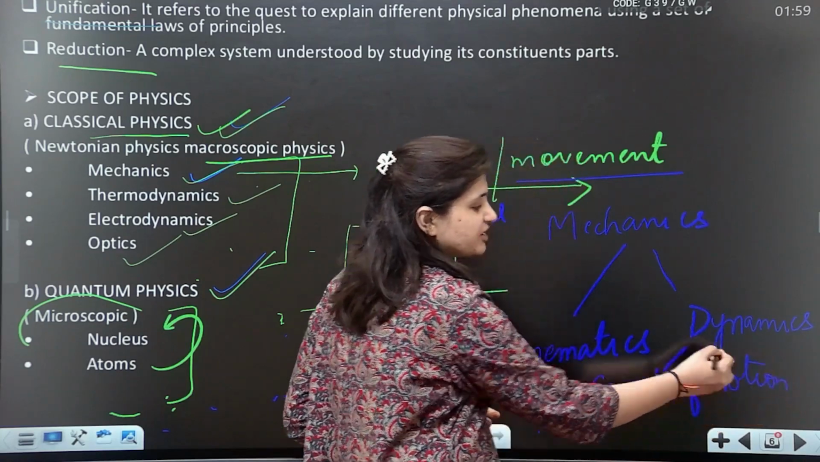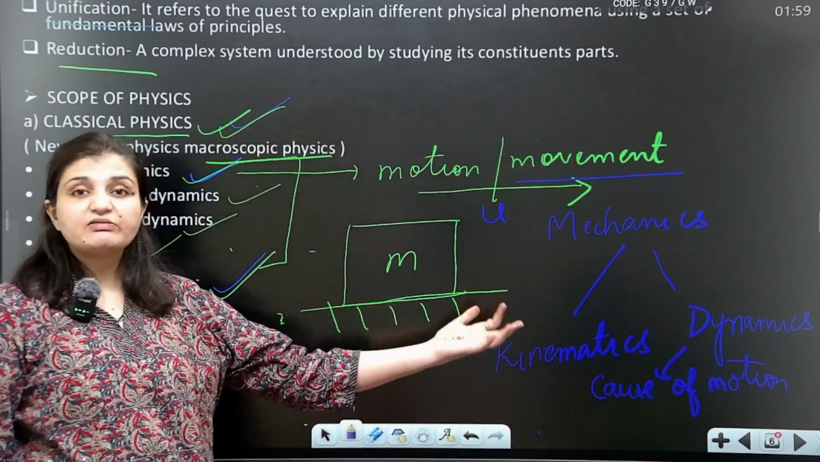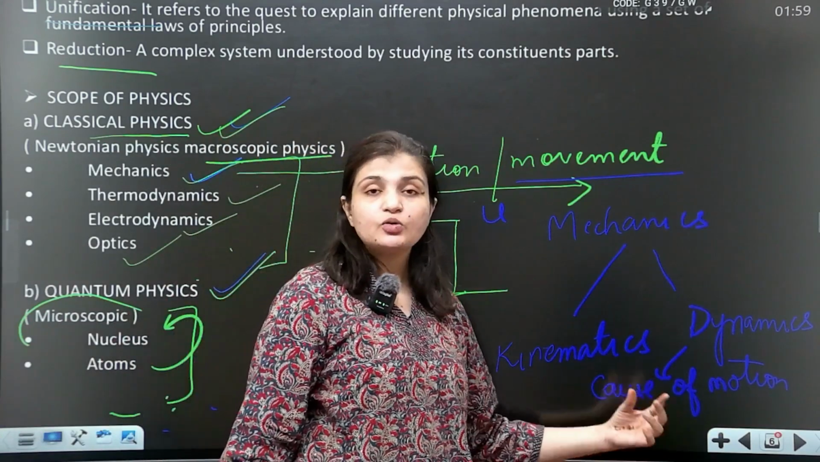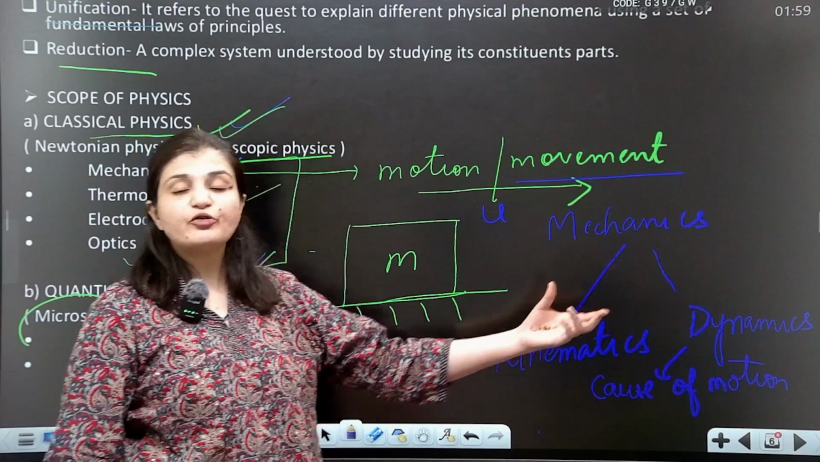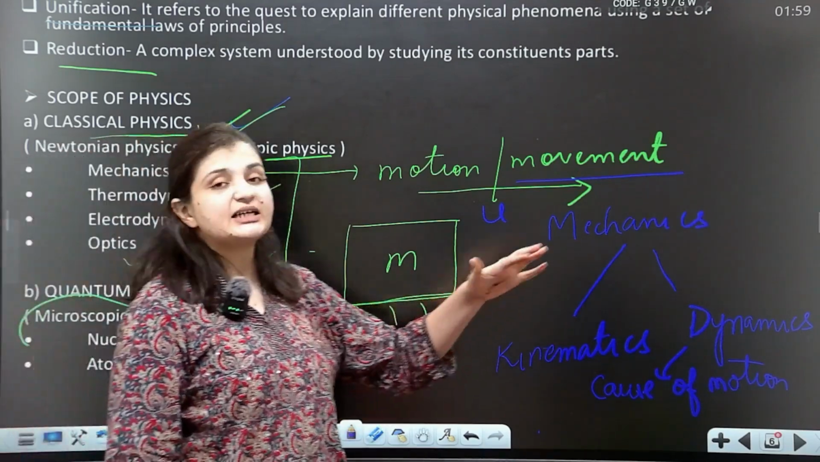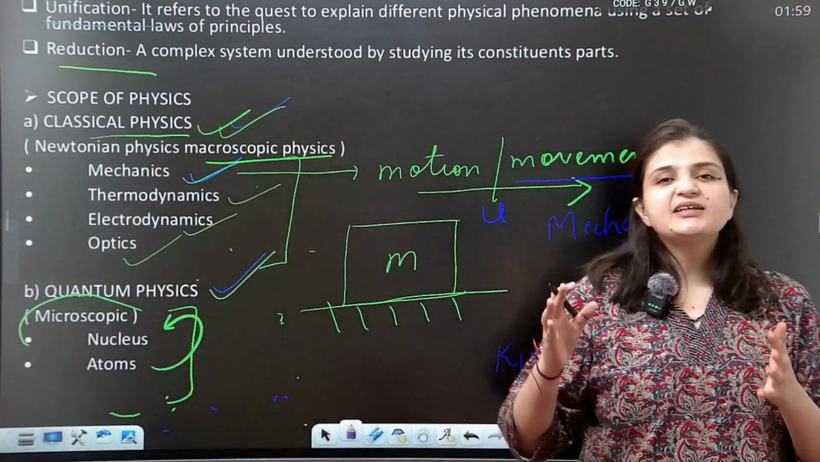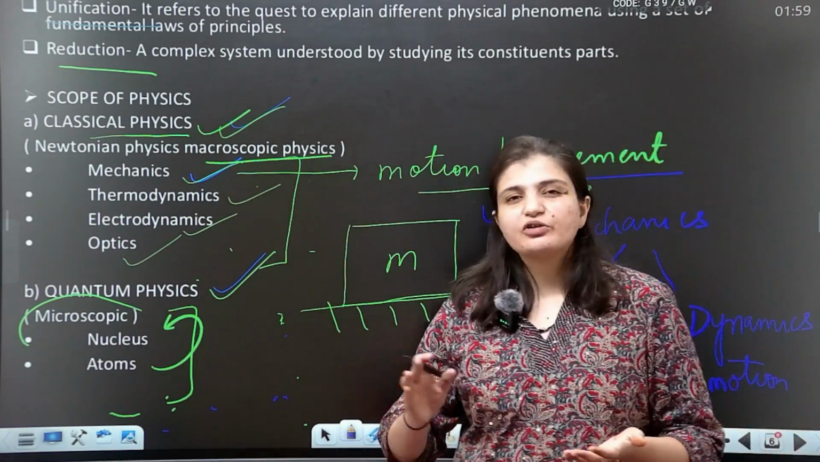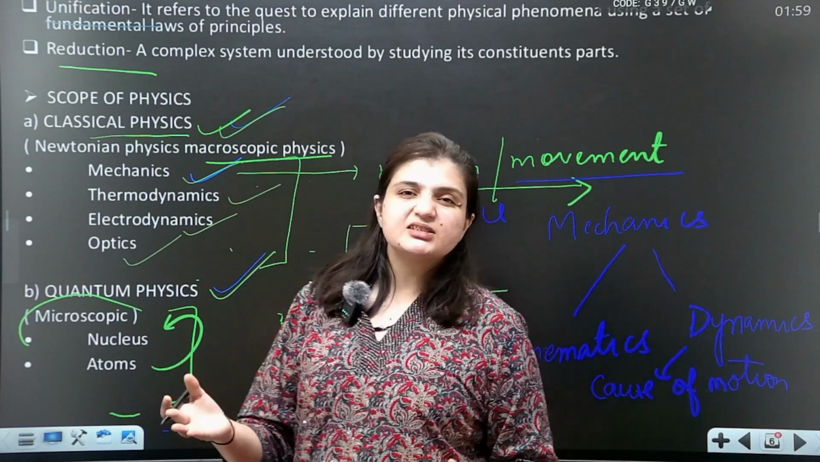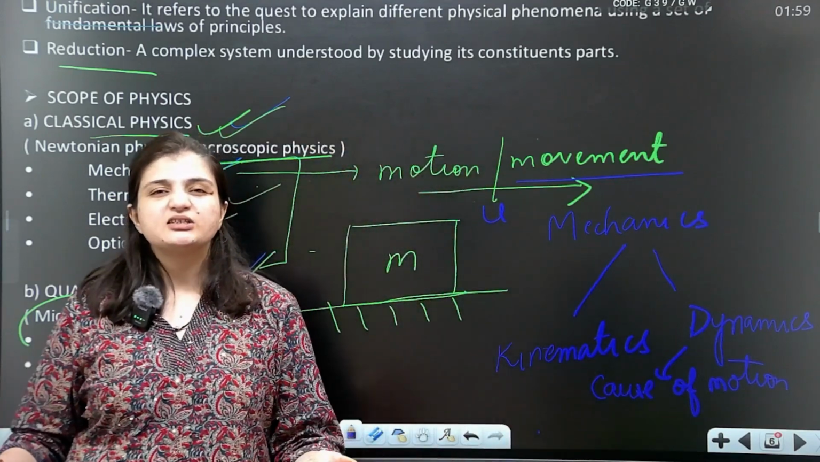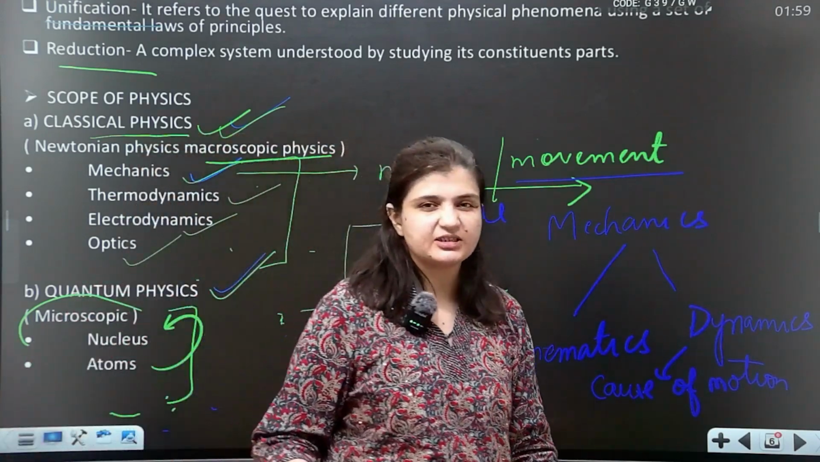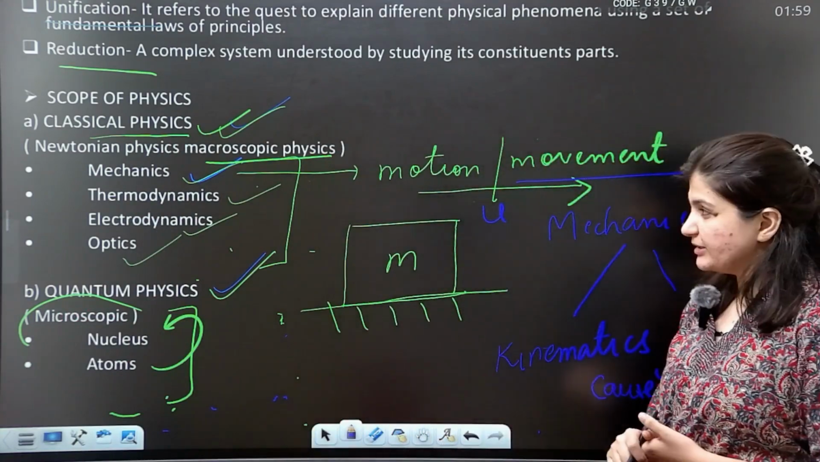So we study about the cause of motion. Why is this object traveling, how is it traveling, who is actually driving the force? This we all study in dynamics, while in kinematics we study about the motion of an object, like how much distance it will cover, what will be the acceleration, what will be the final velocity. This all comes in kinematics.